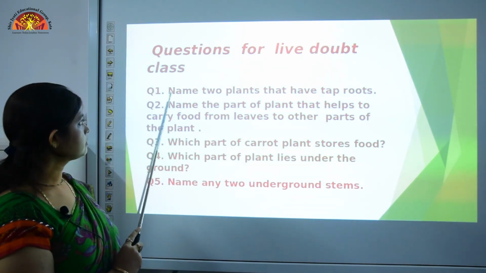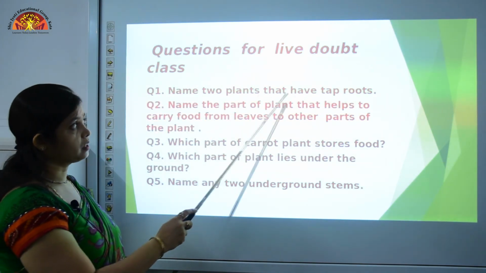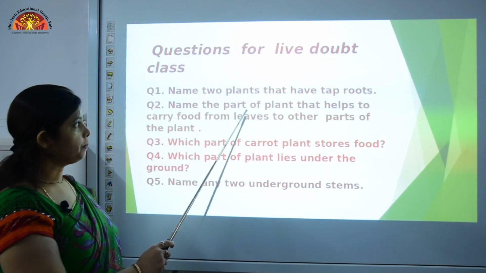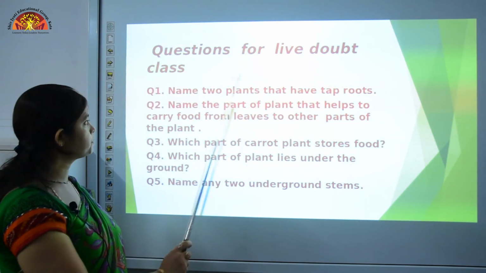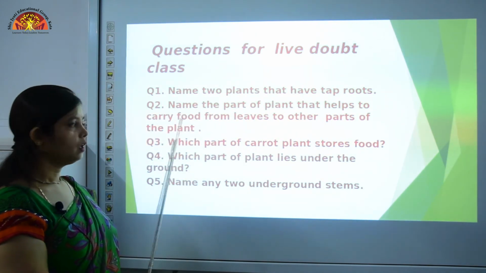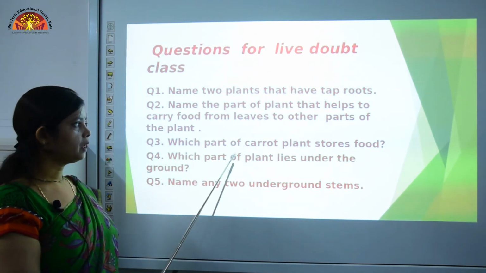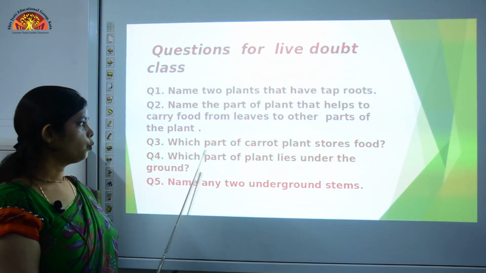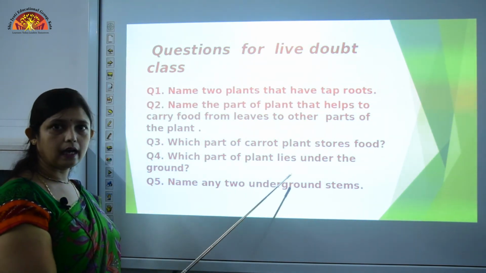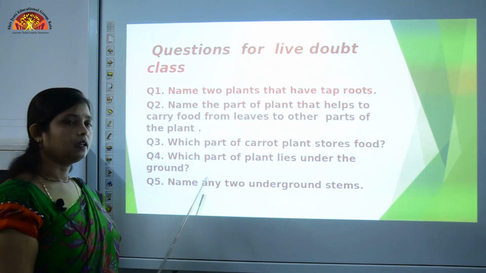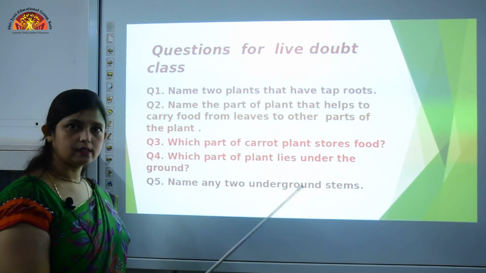Question number 1 is, name 2 plants that have tap roots. Question number 2, name the part of plant that helps to carry food from leaves to other parts of the plant. Question number 3, which part of carrot plant stores food? Question number 4 is, which part of plant lies under the ground? And last question is, name any 2 underground stems.